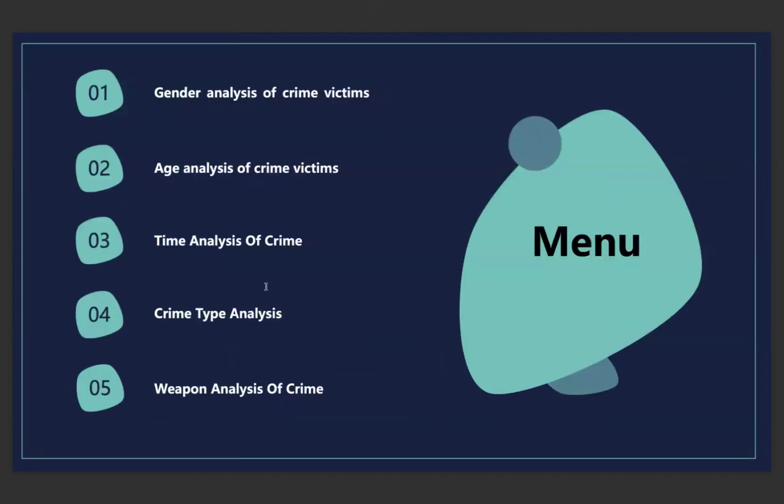This is our menu. So we will talk about the gender, the age, the time of crime, and the crime type analysis. And last, we'll talk about the weapons.